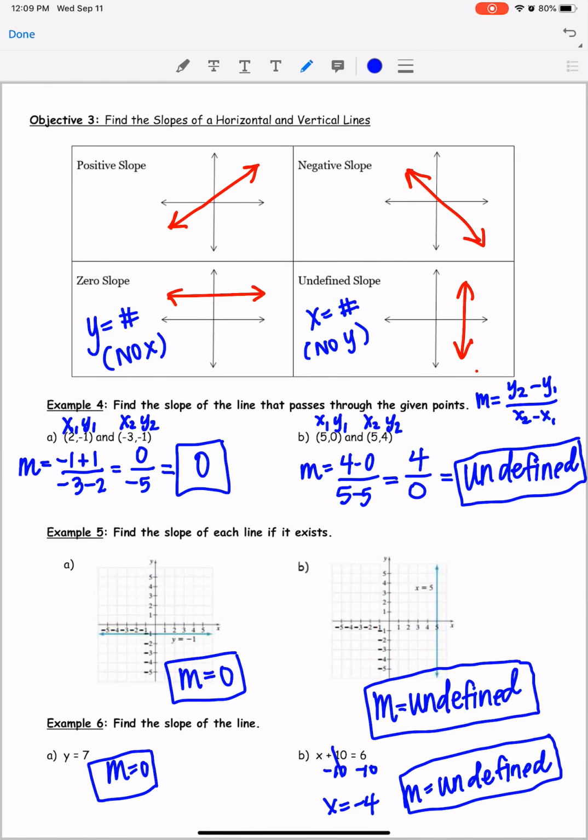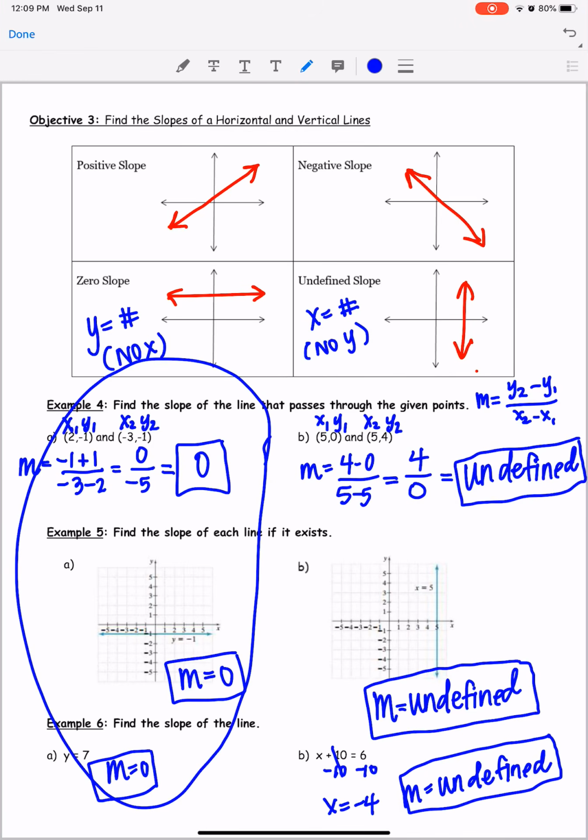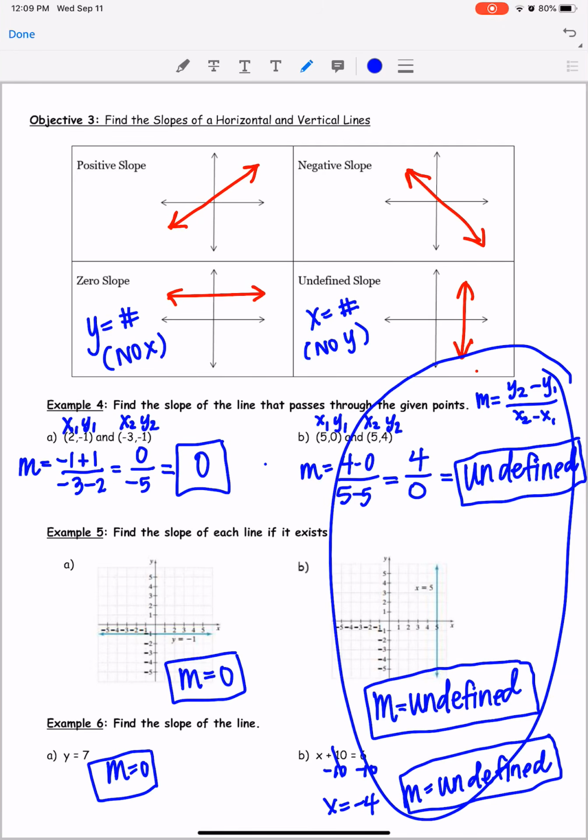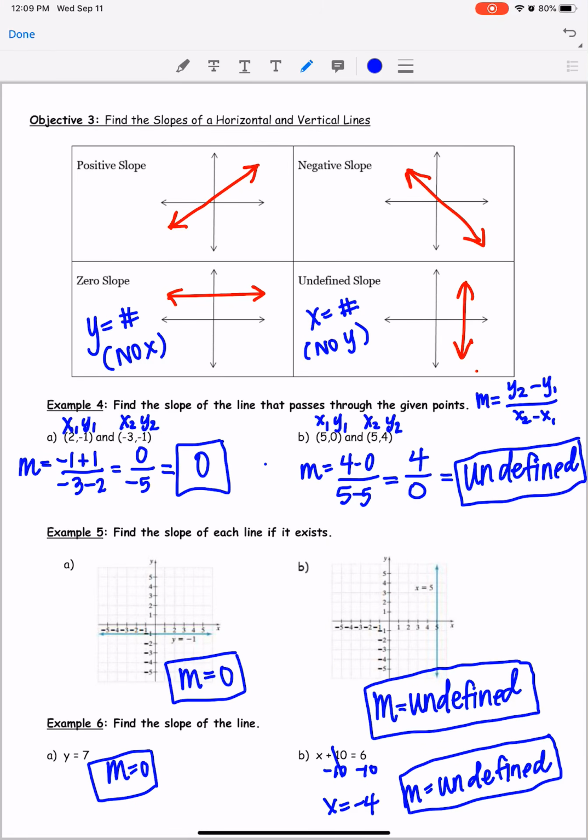So you've got 3 examples of when your slope is 0 from an ordered pair, a graph, and an equation. And you've got 3 examples of what it looks like when you have an undefined slope from 2 ordered pairs, a graph, and an equation.